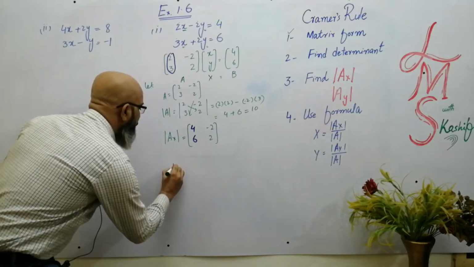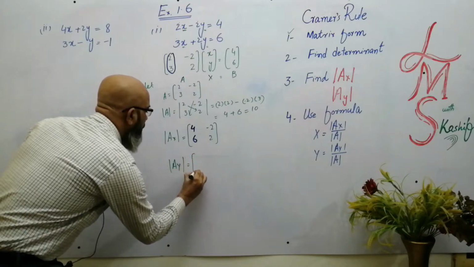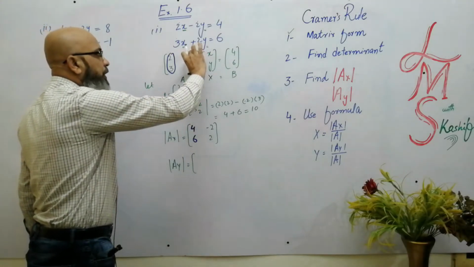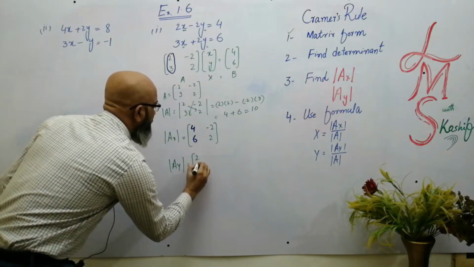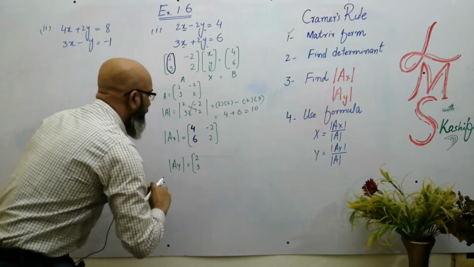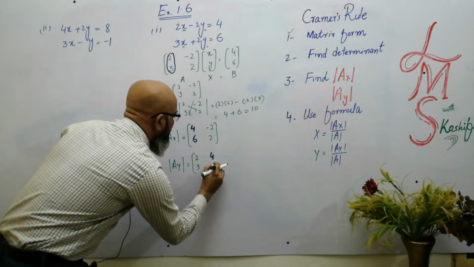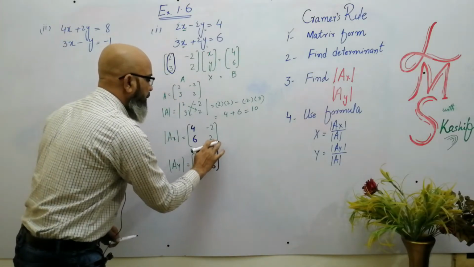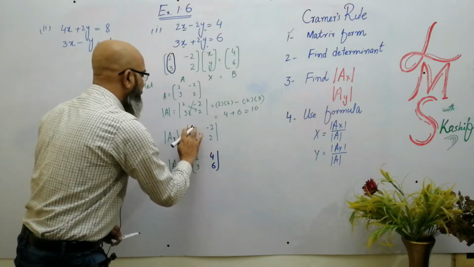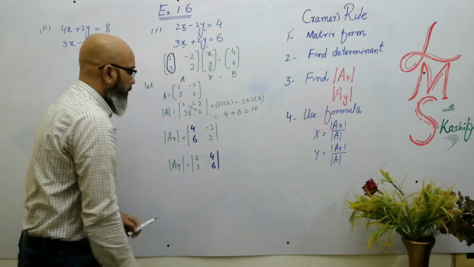Similarly, when you are going to find out Ay determinant, now we will replace the coefficients of y. X values remain the same, 2 and 3, and the values of y variables are replaced with the constants. As these are the determinants, so lines should be straight, not in matrix form, right?